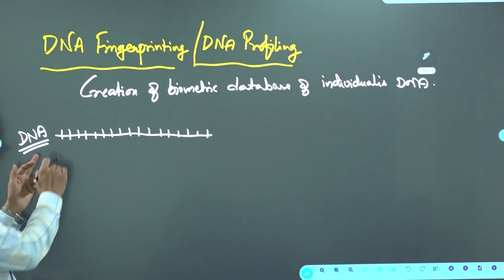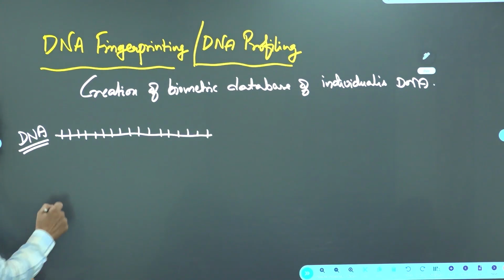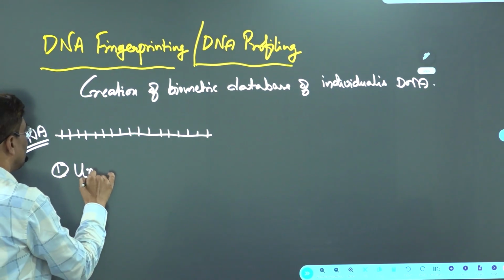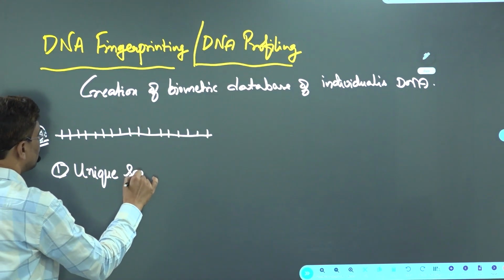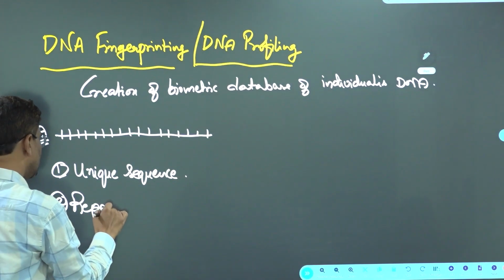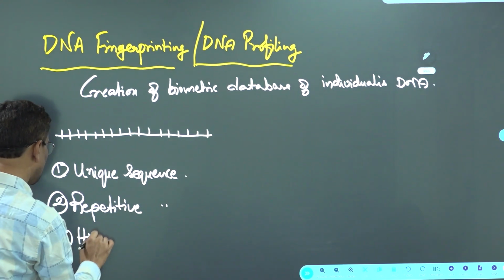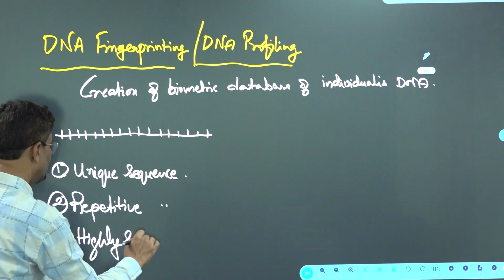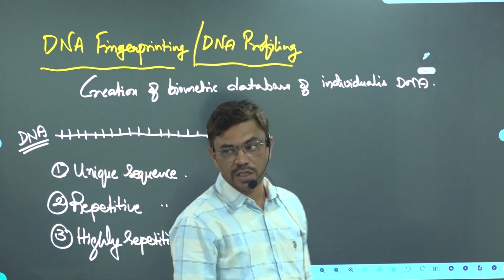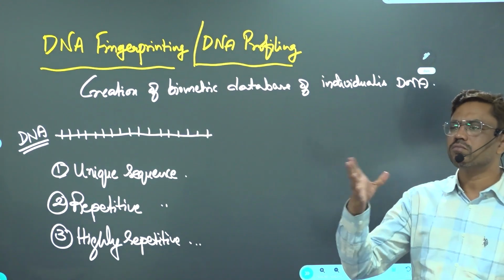Actually, if you consider the DNA sequence, the sequences may be of different types: unique sequences, repetitive sequences, and highly repetitive sequences. So unique sequence means what? They are unique, they are specific.